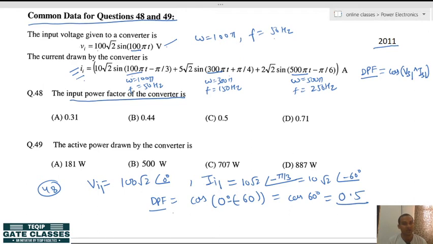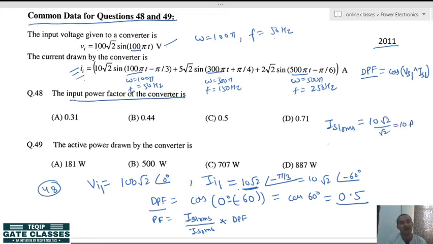Alright. So, for the input power factor, you know that the generalized equation is Is1 RMS over Is RMS multiplied by the displacement power factor. So, here you can see what is Is1 RMS. Is1 RMS means this. Here it is the peak value. So, Is1 RMS is 10 root 2 by root 2, which means 10 amperes.